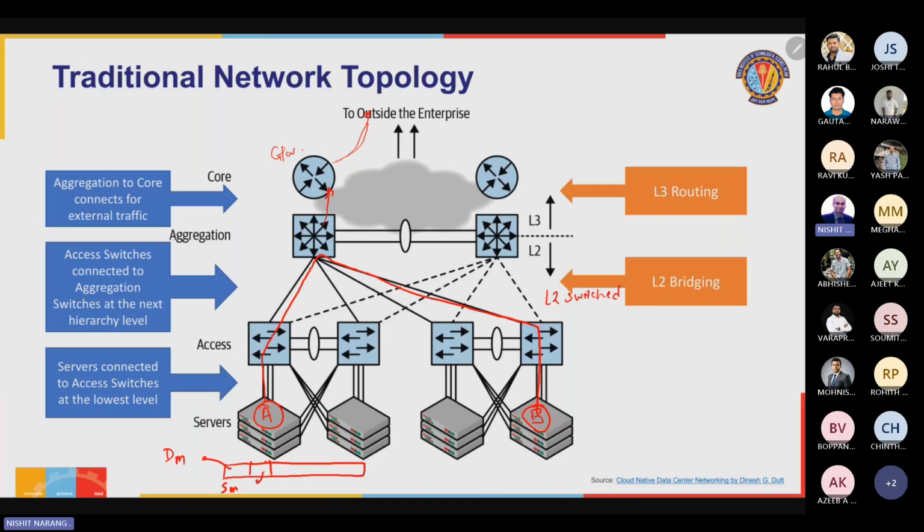Now, when the access switch gets this layer 2 frame, it sees the destination MAC address DM. Now, it looks up a self-learning table. Every switch maintains a table which it is learning by observing the flow of traffic on the layer 2 network. What is this table? This is the same forwarding table that I talked about.